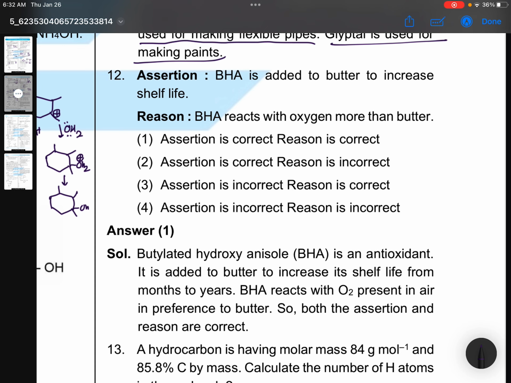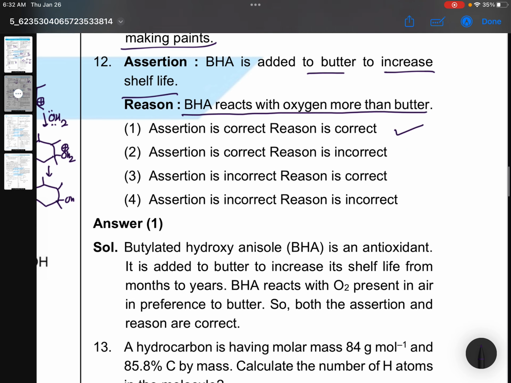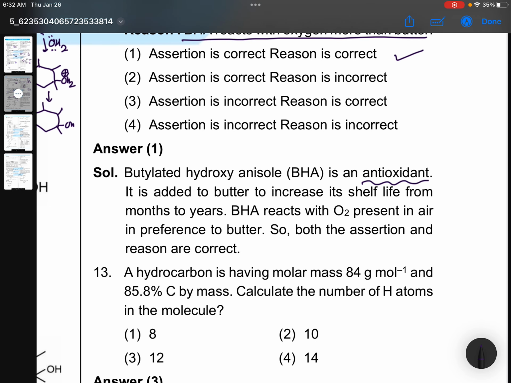Assertion: BHA is added to butter to increase the shelf life. BHA reacts with oxygen more than butter. Both are right. Okay, now see, I think this is given as it is from the NCERT statement.